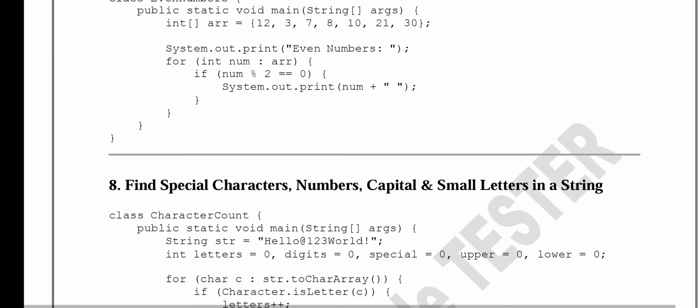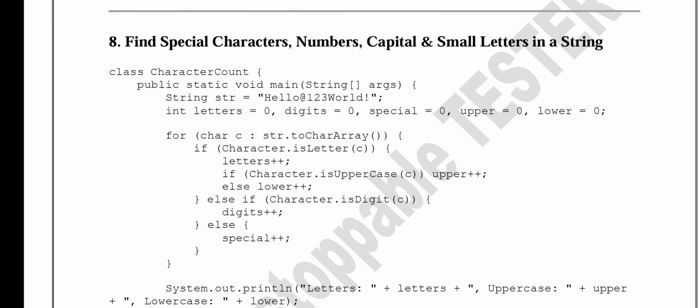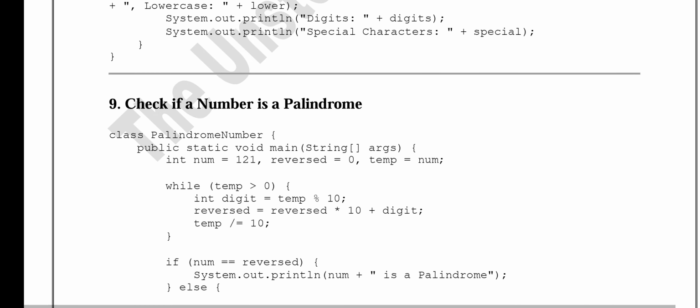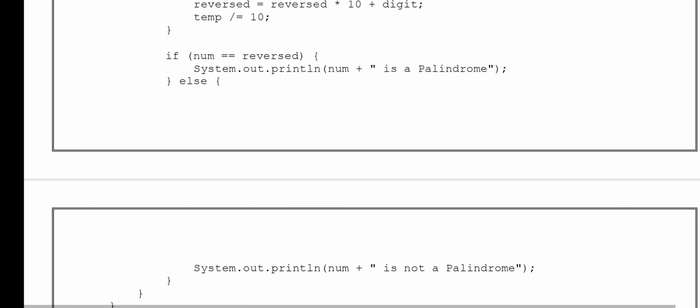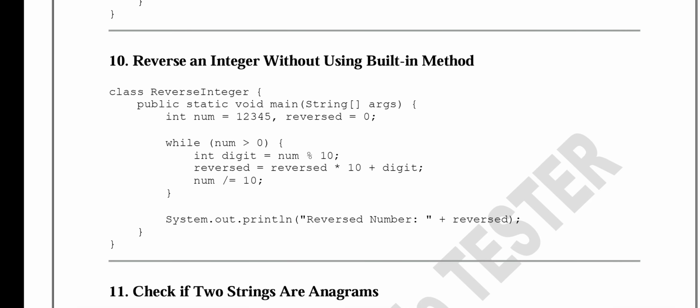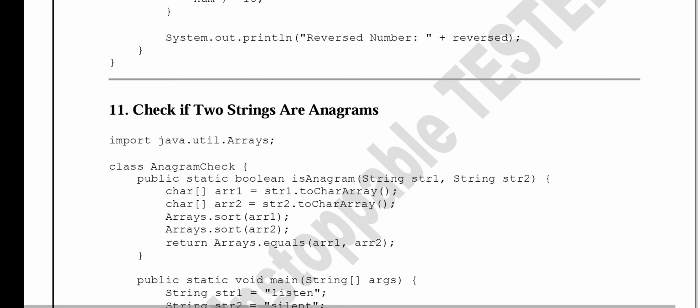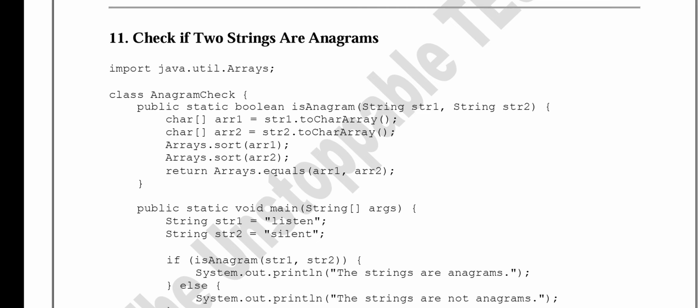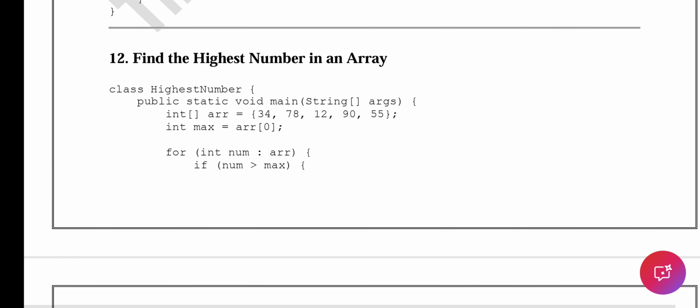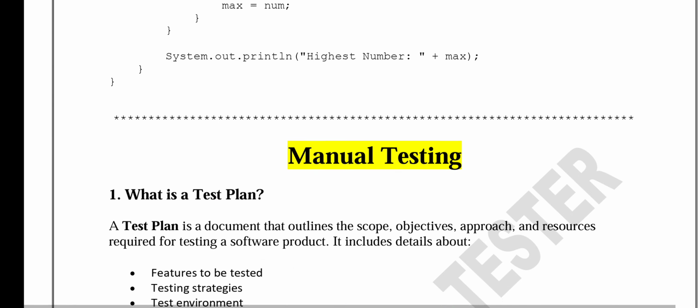Print even numbers from an array. How to find the special characters, numbers, capital and small letters in a string. How to check if a number is a palindrome. How to reverse an integer without using built-in method. How to check if two strings are anagrams. How to find the highest number in an array.